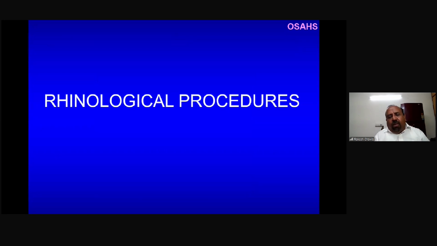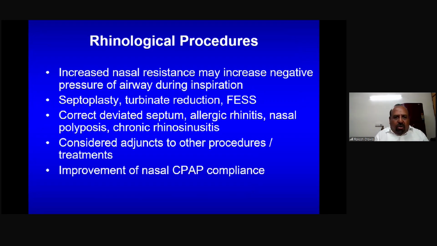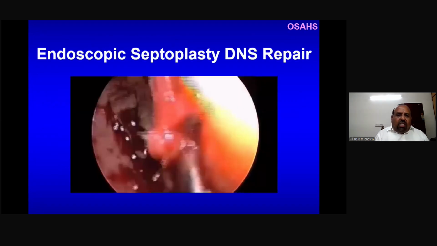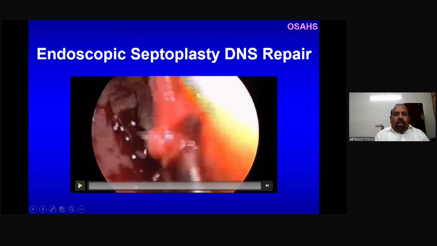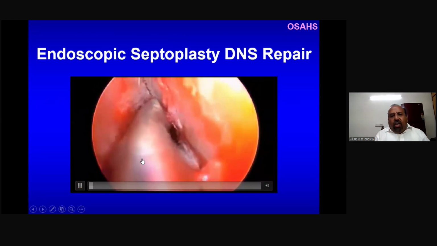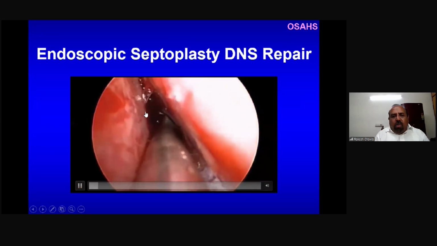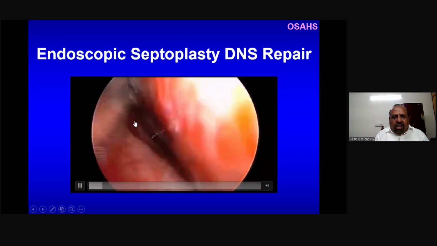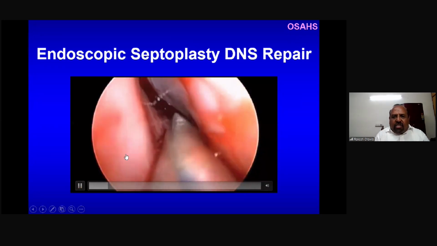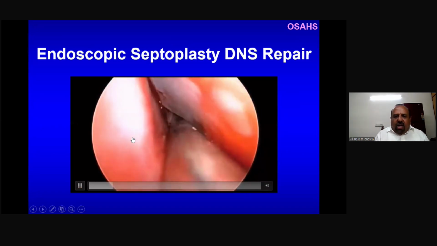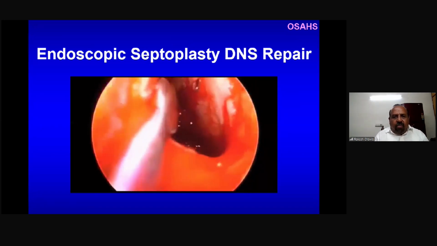We know rhinological procedures, ENT people are doing it. If you see the endoscopic DNS correction, they will remove the septa to make your nose bridge straight, increasing the space in the nostril to have a good flow of air.